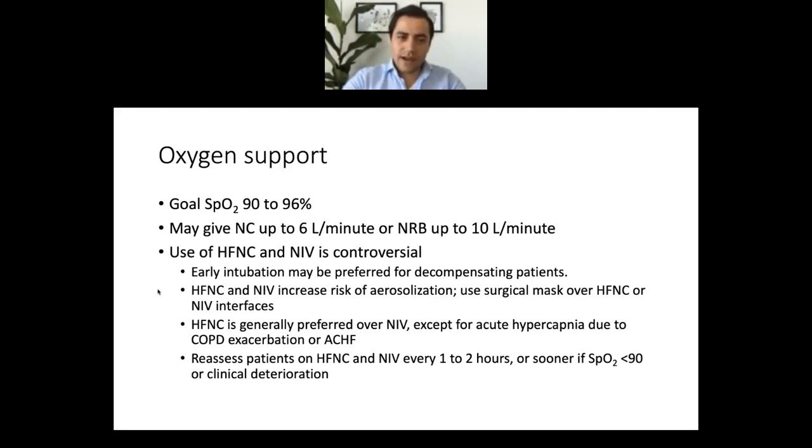The use of high flow nasal cannula and non-invasive ventilation is controversial. Non-invasive ventilation is not recommended. You can try to use high flow nasal cannula to avert or postpone intubation in some patients. But you should be vigilant that these patients still should be monitored every 1 to 2 hours, or sooner if their peripheral saturation is less than 90%.